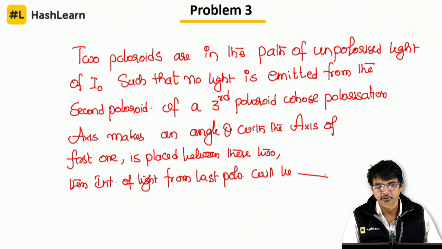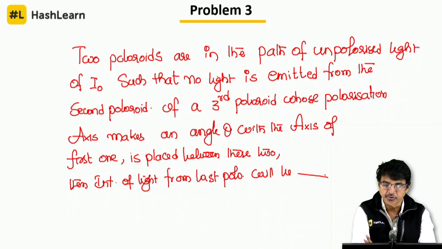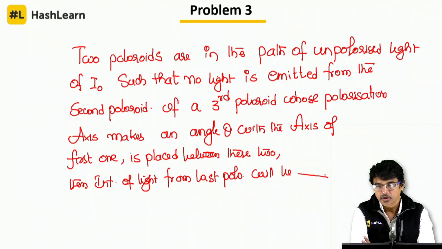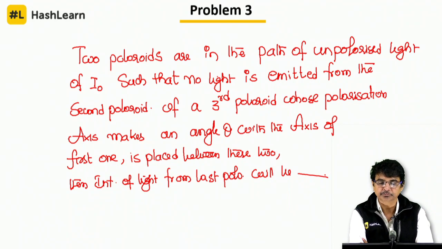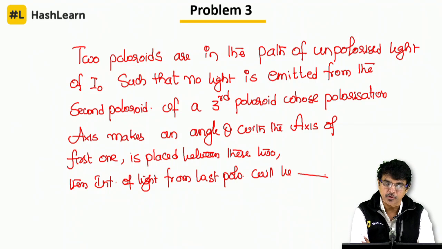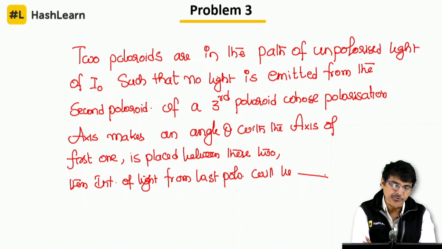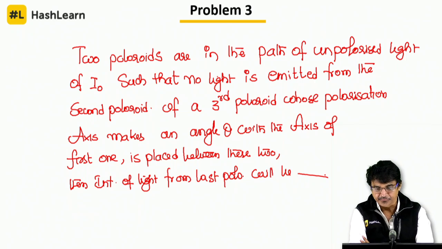Once again I am narrating: already there are two Polaroids in the path of unpolarized light. The intensity of the unpolarized light is given as I naught, and these two Polaroids are placed such that no light is emitted from the second Polaroid. Now, if a third Polaroid whose polarization axis makes an angle theta with the axis of the first one is placed between these two, then the intensity of the light from the last Polaroid will be, this is the problem.